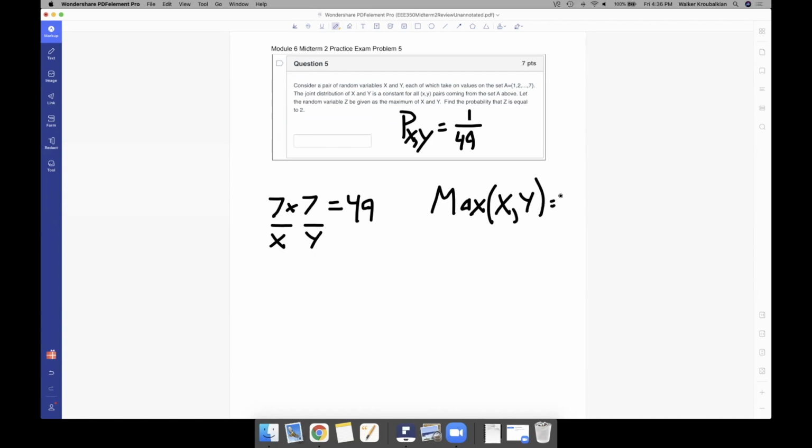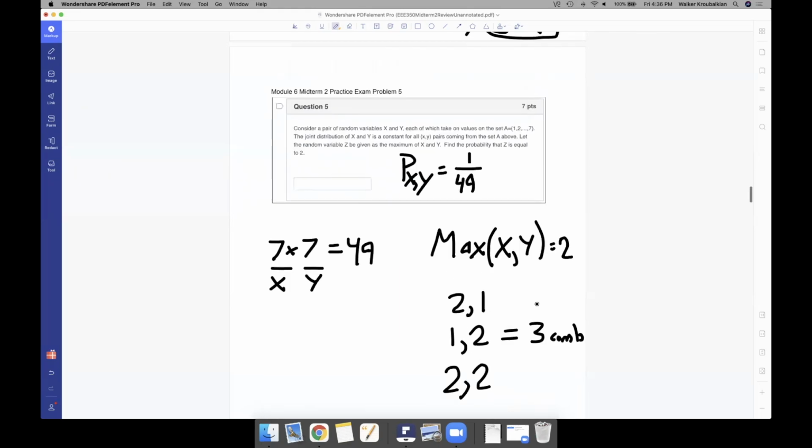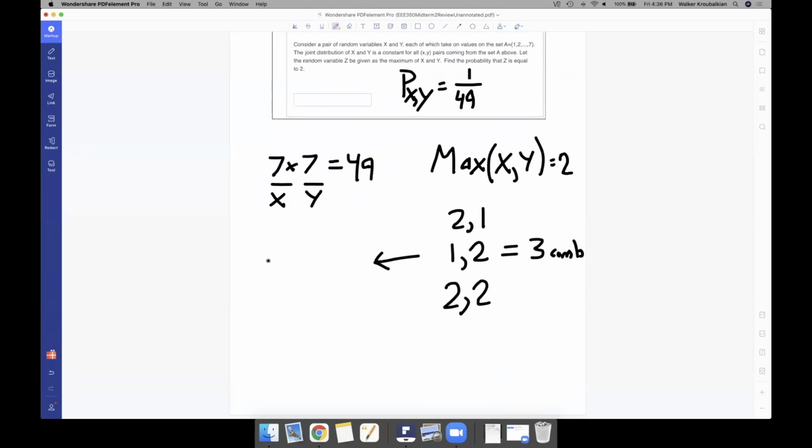Luckily, 2 is pretty small, so we can just count them. The combinations are 2 and 1, 1 and 2, and 2 and 2. So 3 combinations. So our answer is just going to be 3 times the PMF, the probability of any individual combination. So that's going to be 3 over 49.